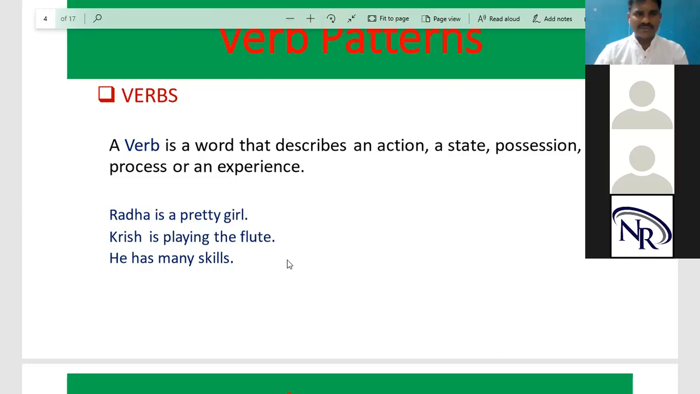They are playing cricket. Here that is action. They are my friends. Are is the status verb. And they like movies. Here, like is action. Krish is playing the flute. Here, action.